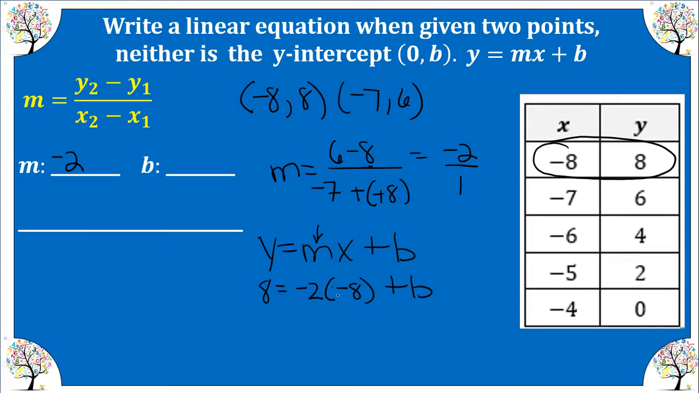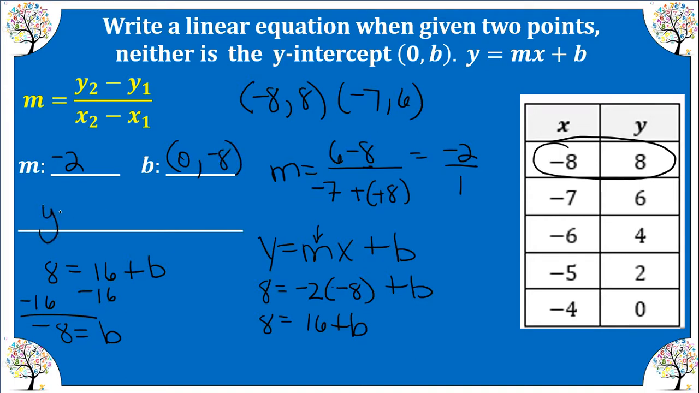Now I have a value for every variable except 1, and I can solve for that variable. Negative 2 times negative 8 is 16 plus b. I'm going to carry this up here. I'm getting b by itself, so I subtract 16. And negative 8 is equal to b. So my y-intercept is 0, negative 8. Now put it all together. Y equals my slope times x minus 8, my y-intercept.